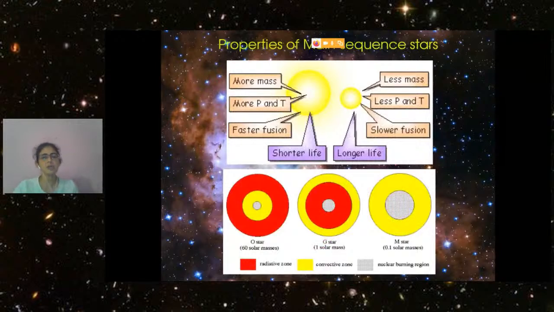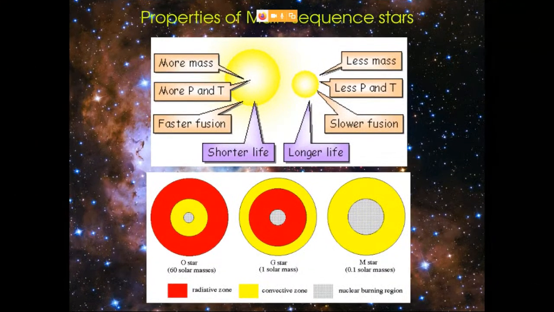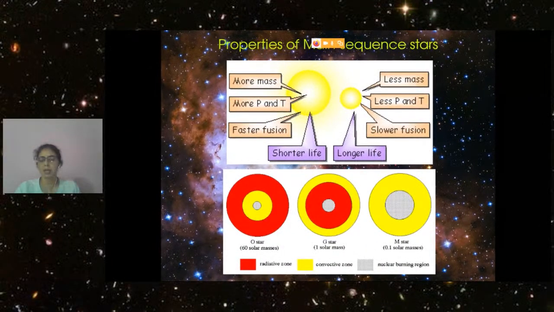So what are the properties of the main sequence stars? As I said, the more mass means it is brighter, but it also has more pressure and temperature in its core, and therefore the fusion is faster, and consequently the main sequence stars, the O and B stars, have much shorter main sequence lifetime than the low mass stars. The low mass stars have less mass, they have lower pressure and temperature in the core, and the fusion is also slower. So they have a much longer life.